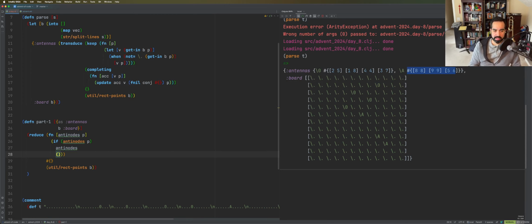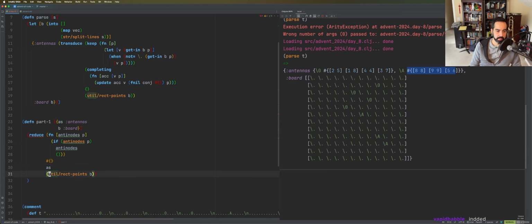All right. If it's not an antinode. Wait. Oh, this is cool. We don't even have to go over all the rect points. We don't have to look around the whole grid. We can just go over all the antennas, right? That's right, Vapid Babble. Only Tuesday. We can go over all the antennas. We don't have to go over the whole board.